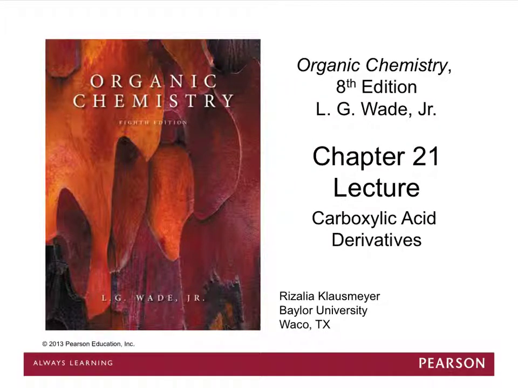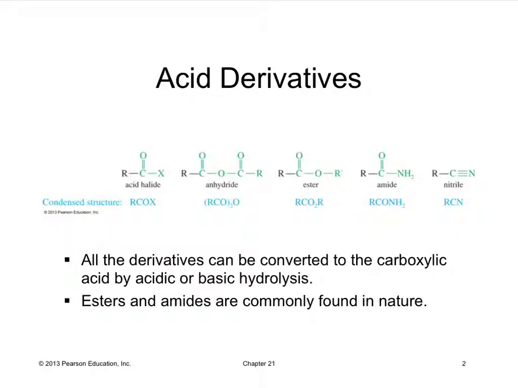So here's part 1 of chapter 21 lecture, carboxylic acid derivatives. Here are the acid derivatives: acid halides, anhydrides, esters, amides, and nitriles. All the derivatives can be converted to carboxylic acid by acidic or basic hydrolysis.